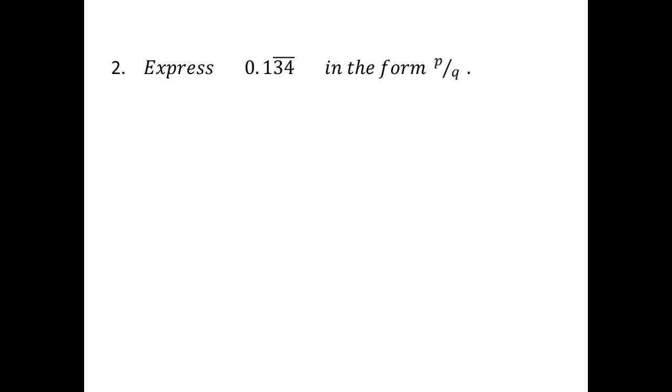Next question is: express 0.134 bar in the form p by q. Here is a little difference from the previous question. In this, only 3 4 is repeating again and again. 1 is a single time. 1 is not repeating, but 3 4 is repeating again and again. Or we can say this is 0.13434343434 and so on. So there is a little difference.